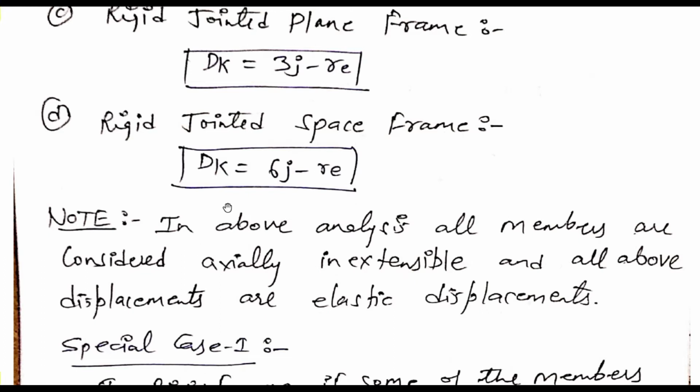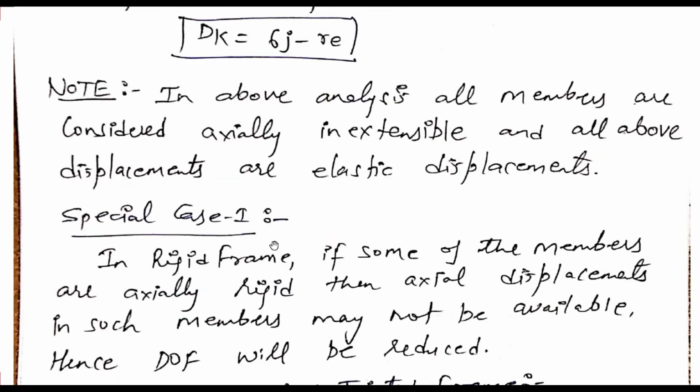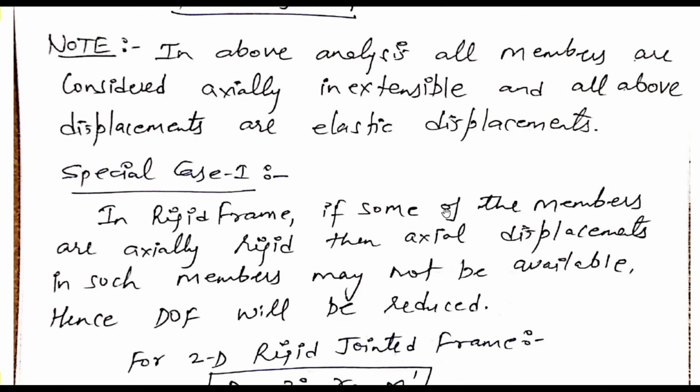Here the note is that in the above analysis all the members are considered axially inextensible, and all the above displacements are elastic displacements. So the members have elastic displacement, and all the members are axially inextensible. Now look at special case one. If we have a rigid frame, then some of the members may be axially rigid, and then axial displacement in such members may not be available. So our degree of freedom will be reduced in that case.